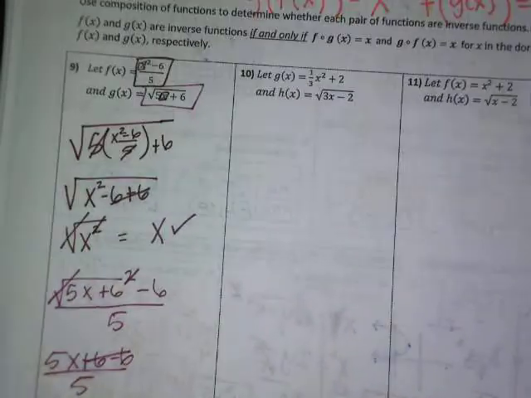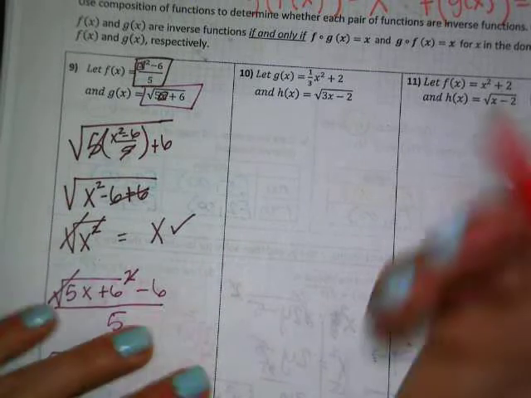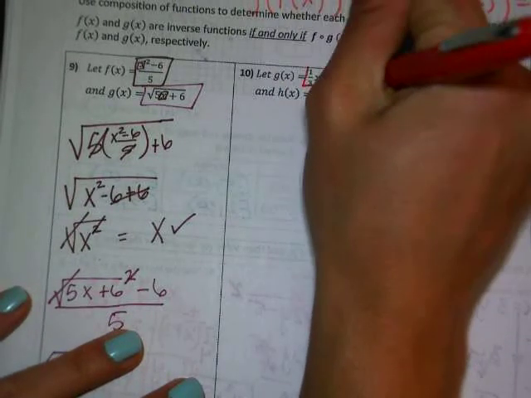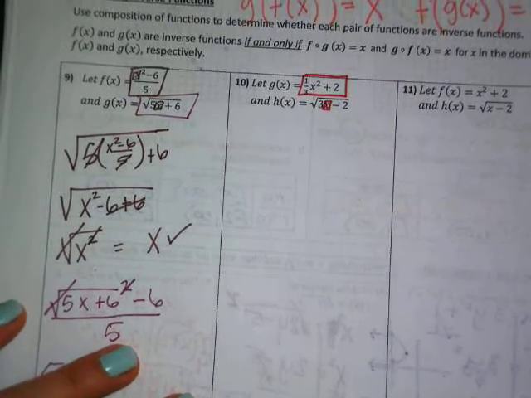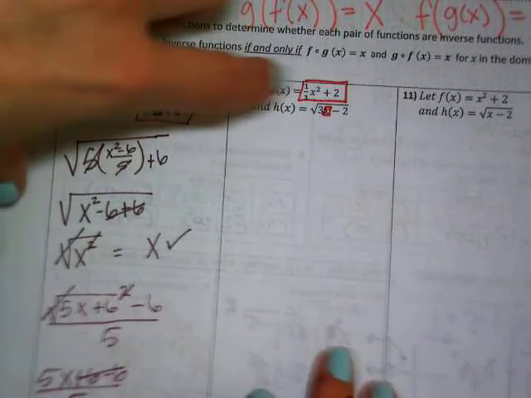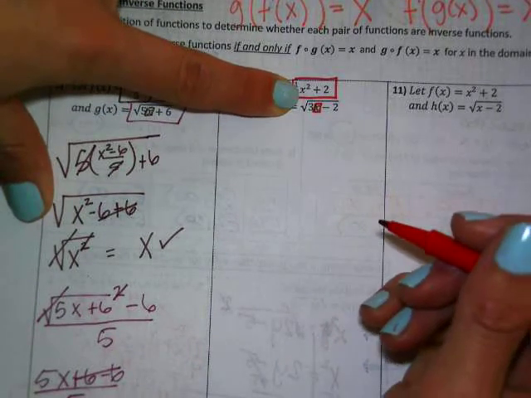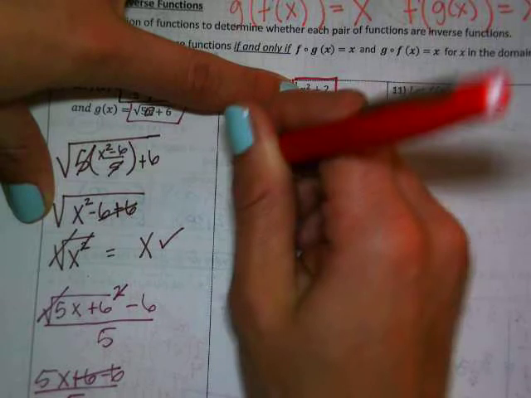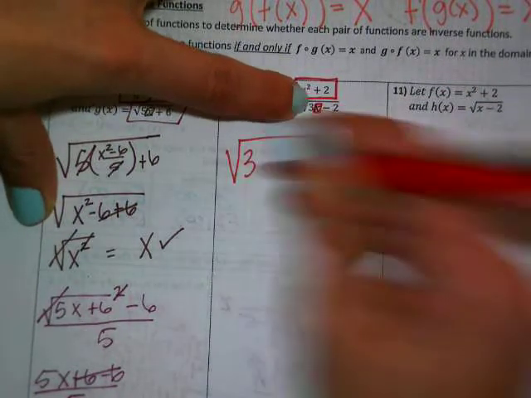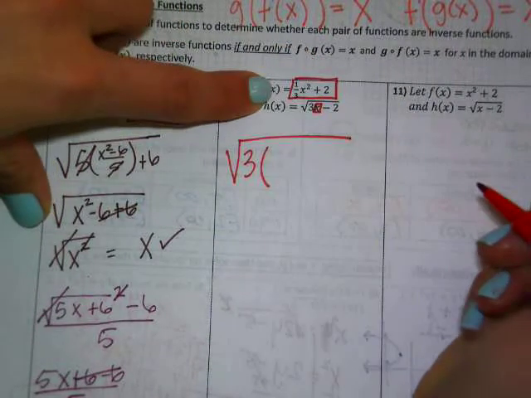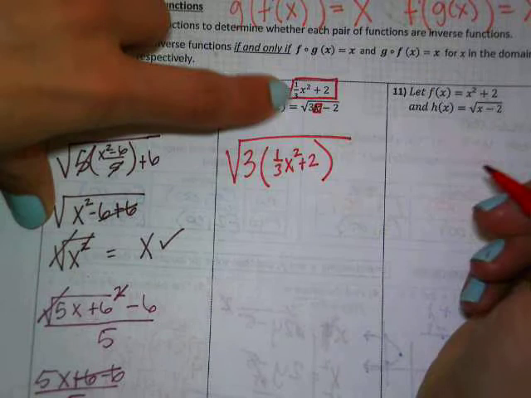Jump over here to 10. All right, so we're going to do the same thing. We are going to take g and put it into h. So I'm writing the h one. What's the first thing you see? The square root. What comes right after the square root? 3. And then in place of the x, we're going to put what? Good. And then after the x.